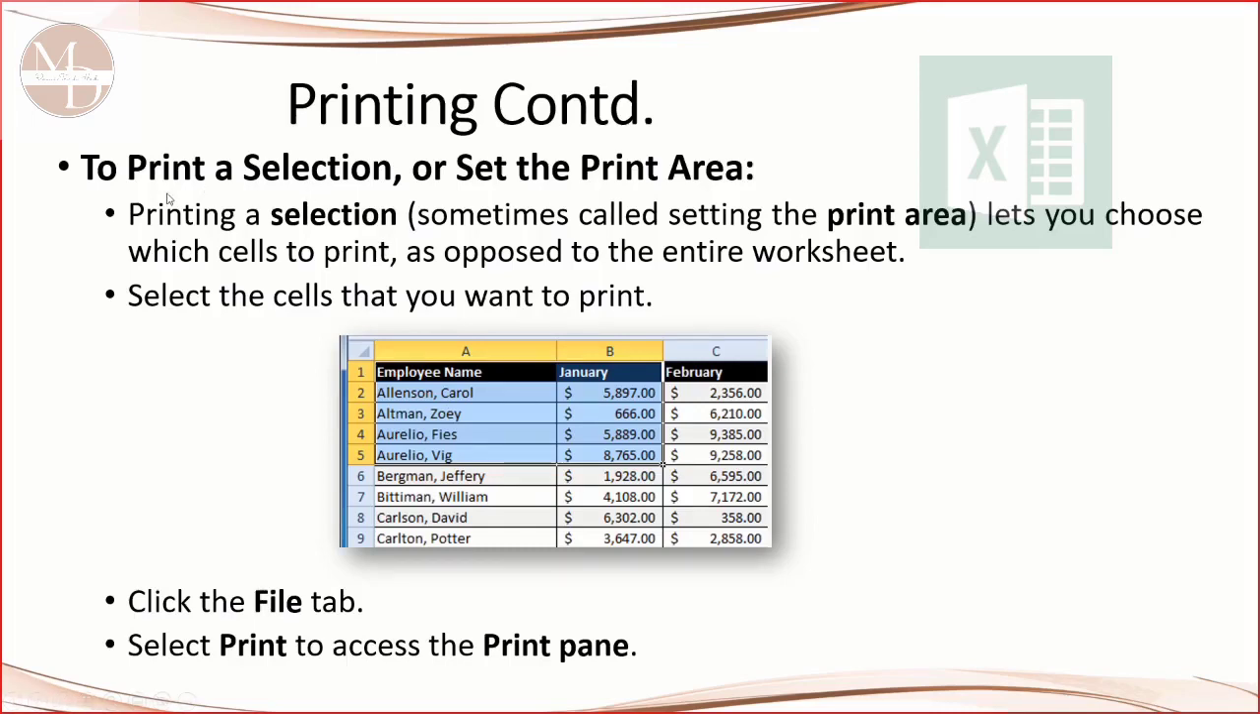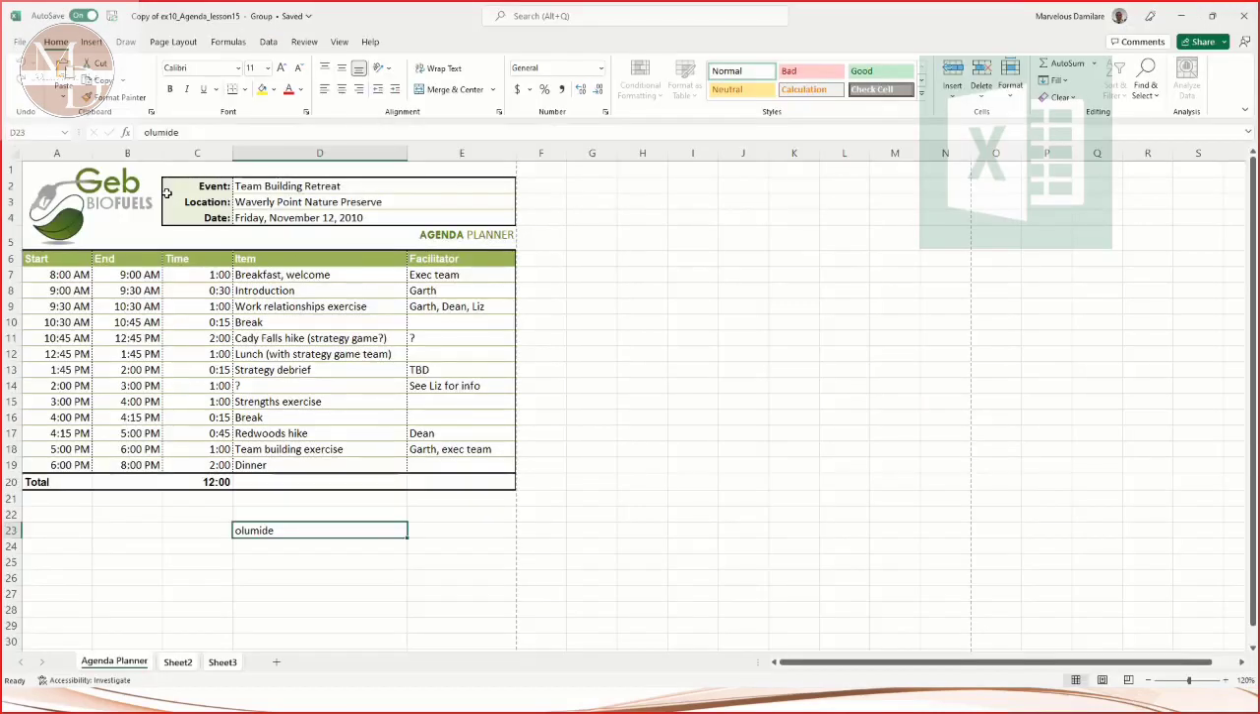Now, to print a selection or set the print area. Printing a selection sometimes is called setting the print area. So it lets you choose which cell to print as opposed to the entire worksheet. Select the cells that you want. Now, we can do that in the following way. Let's say I want to print only this place. I want only this place to come out.